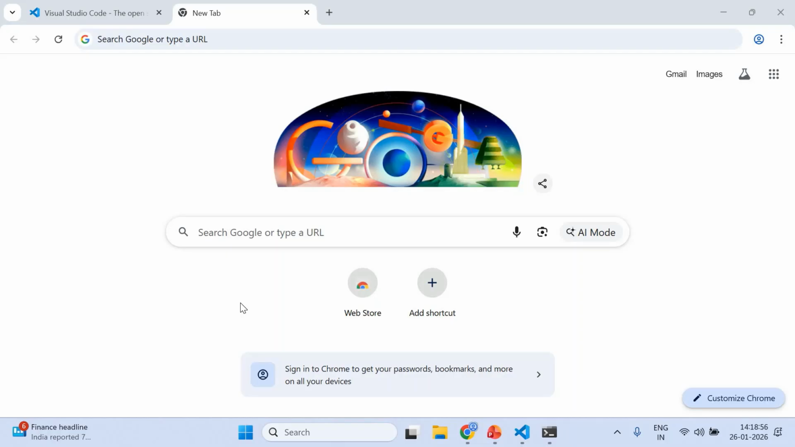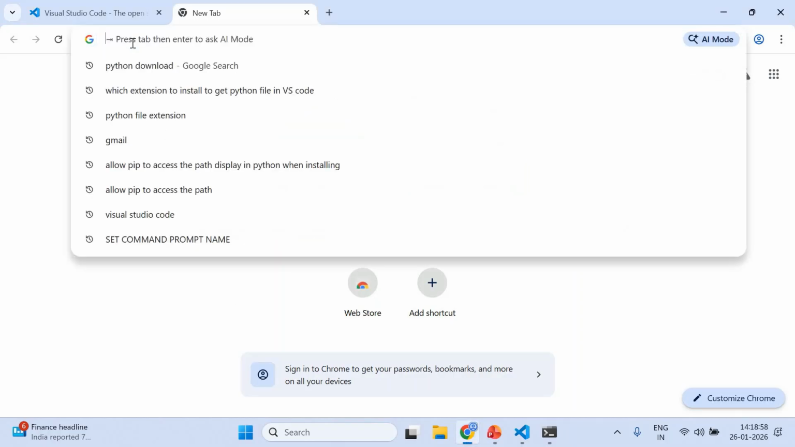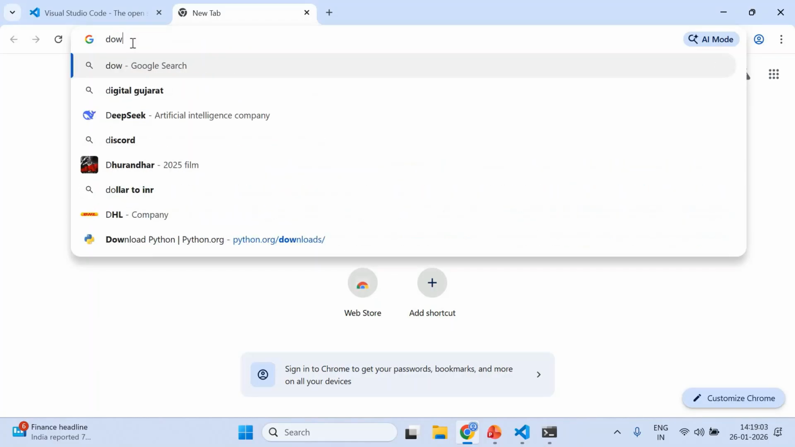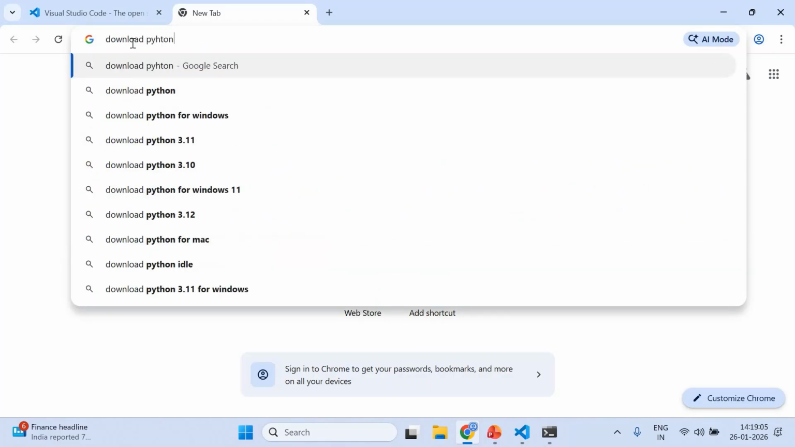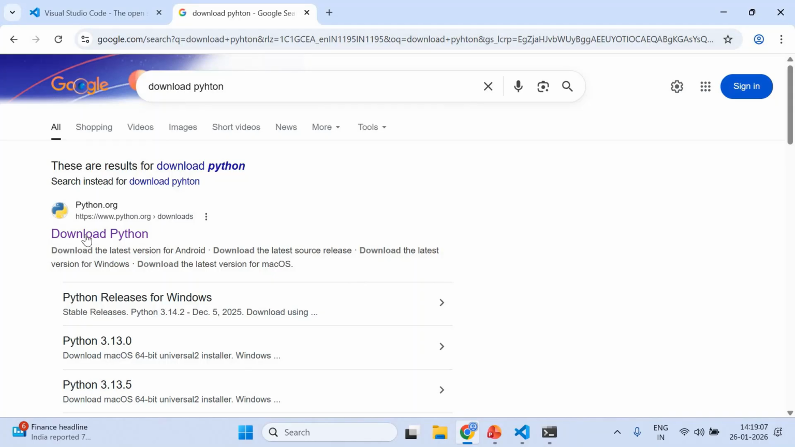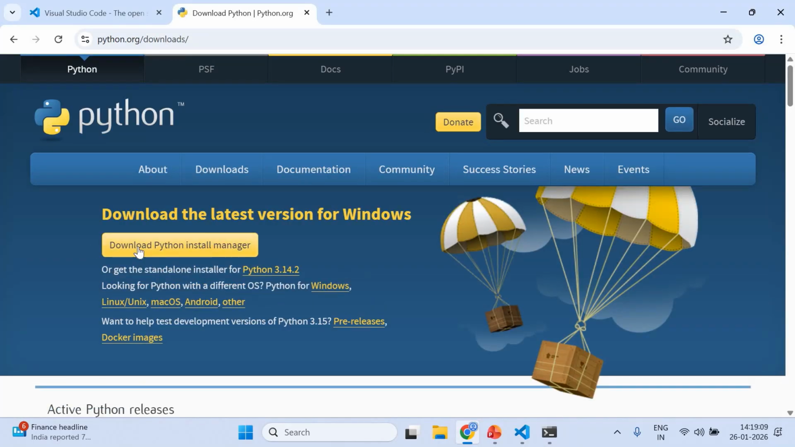To begin with, we will first install Python on our PC. You simply go to your Google Chrome browser and type download Python. Now you simply go to this website and click on download Python install manager. This will do the job for you.